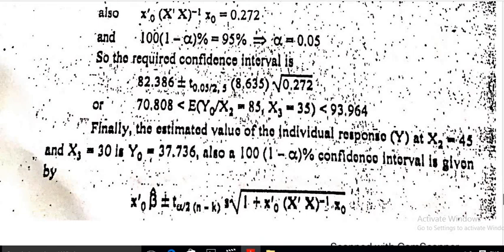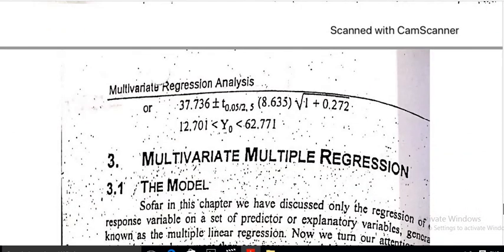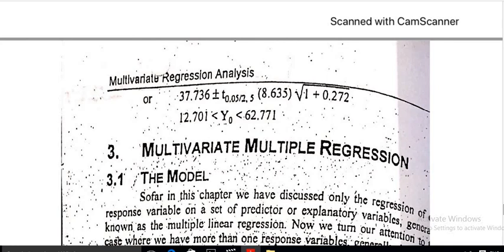This is the confidence interval, given below, that is equal to this. y naught is greater than 12.701 and less than 62.771.